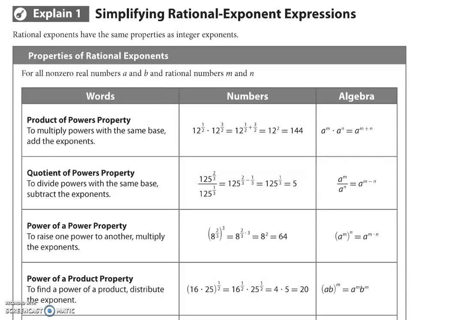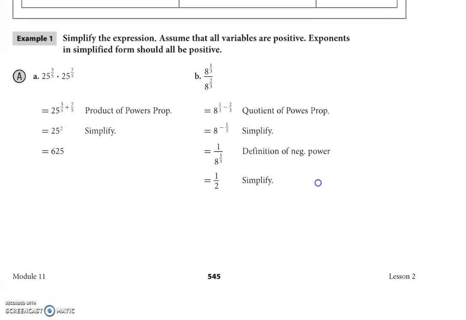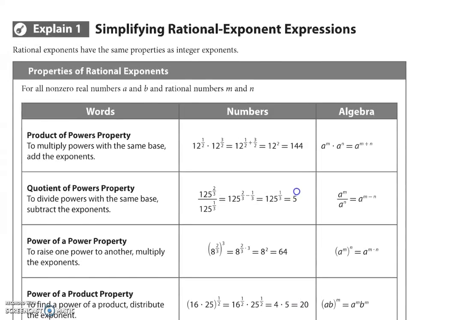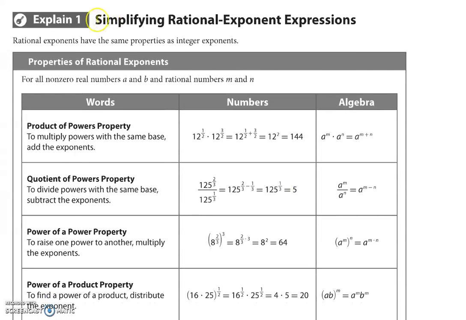In this video, I will be going over Module 11.2, and I'm going over Explain 1, which is on page 545. So Explain 1 is called Simplifying Rational Exponent Expressions, and rational exponents have the same properties as integer exponents.